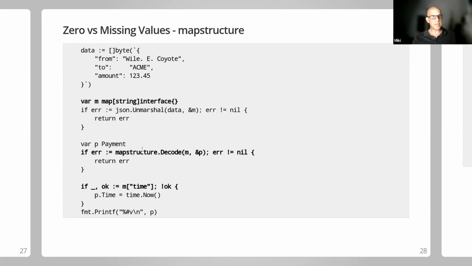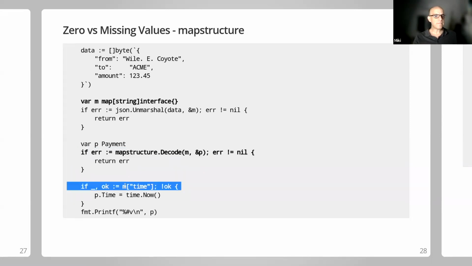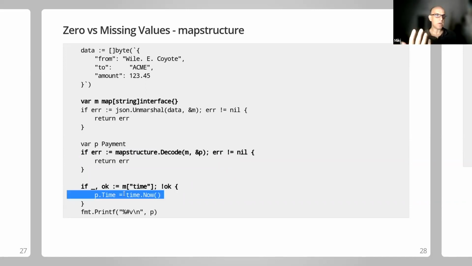The second thing I'm going to do, I'm going to create a payment, and then call mapstructure to decode this map into my structure. And now I can say, okay, if the key time is missing from the map, I can set the time to the current time, for example. Okay, so mapstructure is something that you can use.